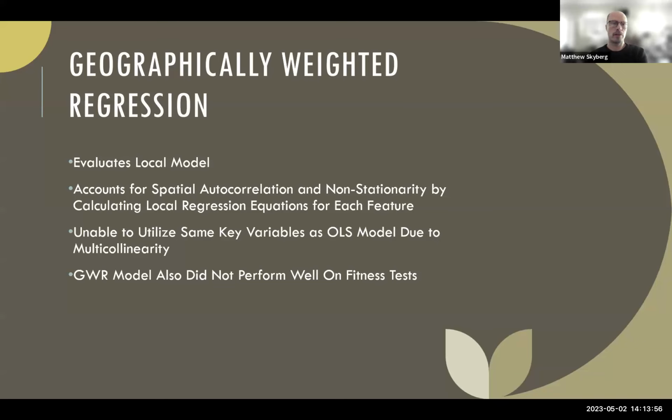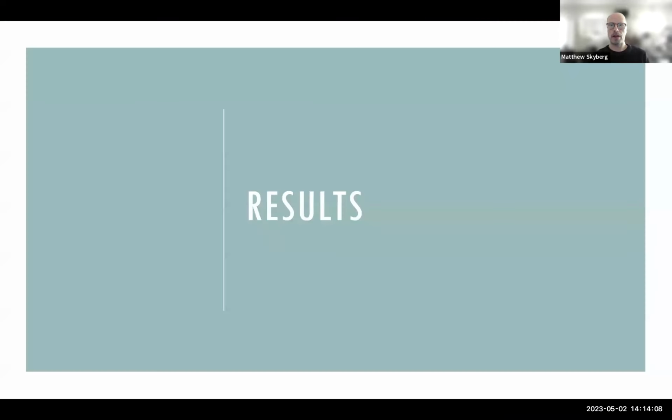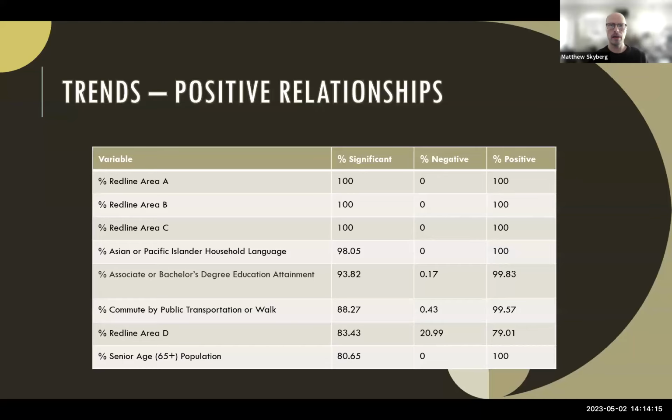Geographically weighted regression was attempted, but I was unable to use the same key variables as the OLS model due to multicollinearity. And so the GWR model was not able to perform as well as the OLS model. So despite not being able to identify properly fitted regression models, some key explanatory variables were identified.